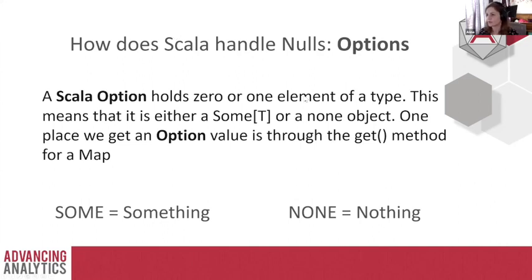So a Scala option holds 0 or 1 elements of a type. Essentially, it's going to return as Some or None. The easiest way to illustrate that is actually to show you the code.